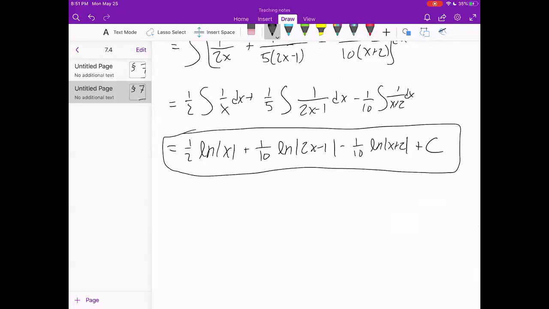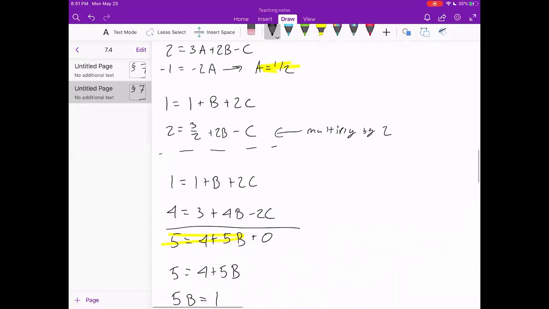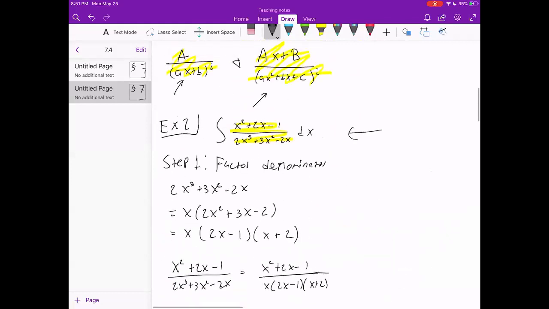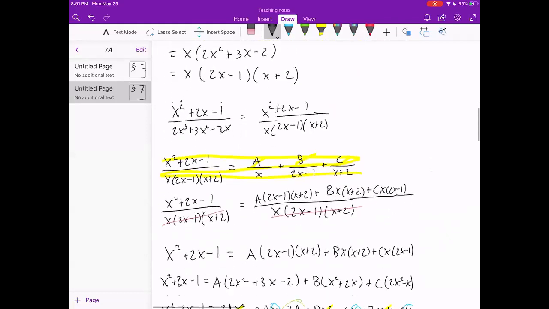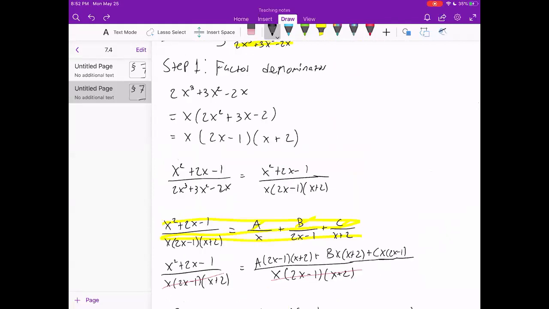So just as a recap, because this was our first time seeing partial fractions, the entire point of this one is I started with this integral there, the x squared plus 2x minus 1 over 2x cubed plus 3x squared minus 2x. That integral I could not do to begin with. So what I did is I factored the denominator, and I went back to the idea that I can split this up into these 3 factors when my rational function looks like that. And the idea is I need to figure out what those A, B, and C values are.